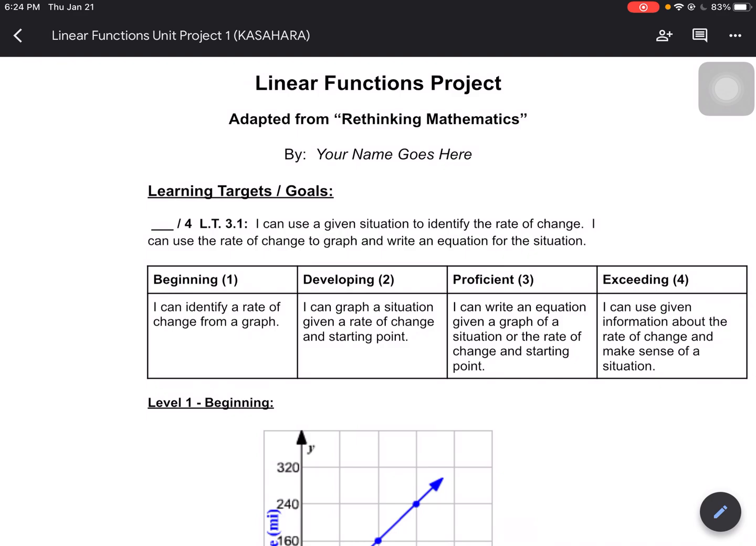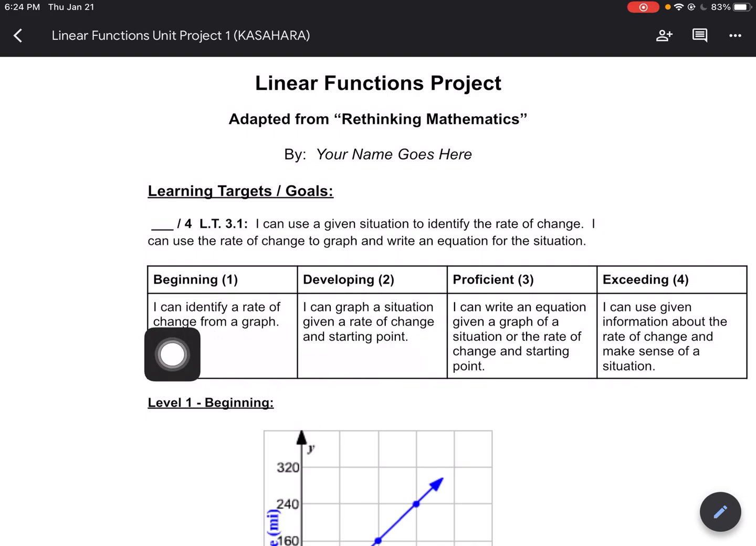Our learning target that we're going to be using for this project is, I can use a given situation to identify the rate of change, and I can use the rate of change to then graph and write an equation for the situation.